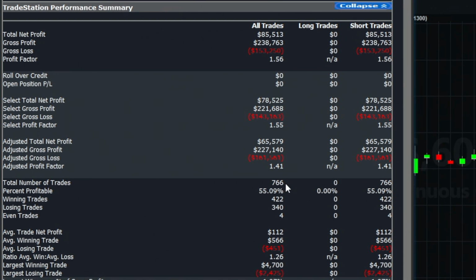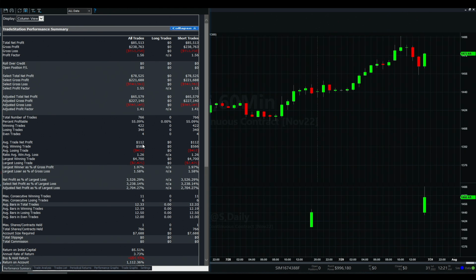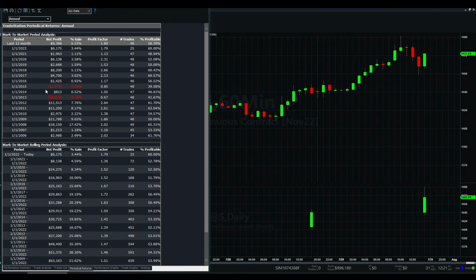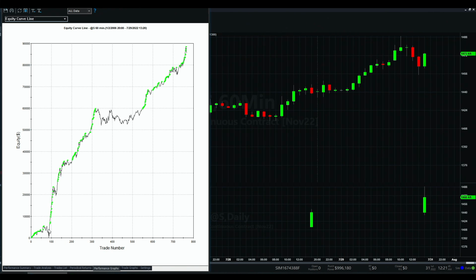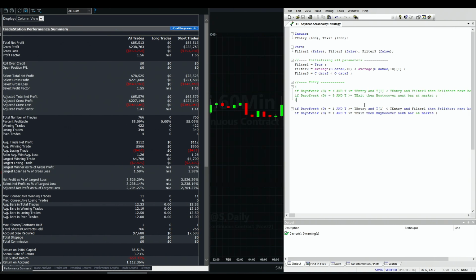85,766 trades. So that's double the number of trades of the first pattern because we didn't have any filter yet. And we're making 112 on average, which is plenty enough to cover slippage and commission and still have a lot left over. Periodical returns, only 2 years losing, and performance graph is excellent. So now let's try to add some filters.